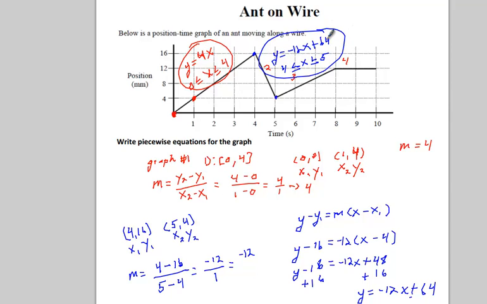Really the process is the same for all of this. So go ahead and continue on and do the next two sections as practice, and then we'll get started with our classwork.